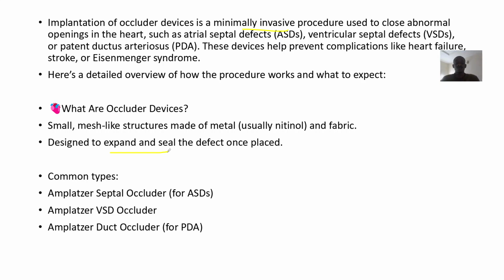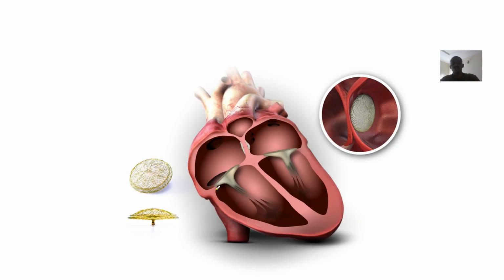Common types of occluder devices: we have the Atrial Septal Occluder, the Ventricular Septal Defect Occluder, and the Duct Occluder. The first one is, of course, for atrial septal defect, and the last one, the Duct Occluder, is basically for the patent ductus arteriosus.